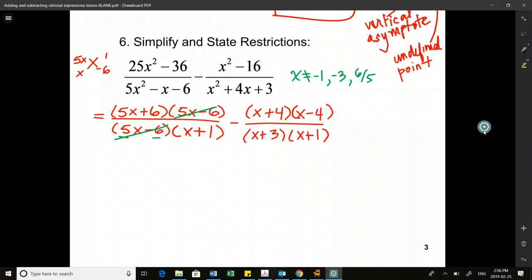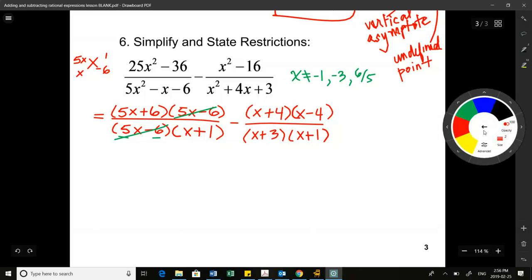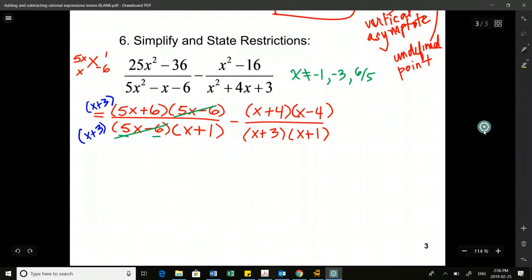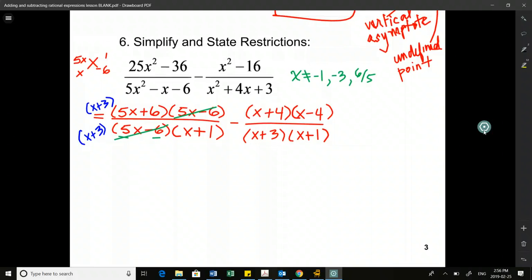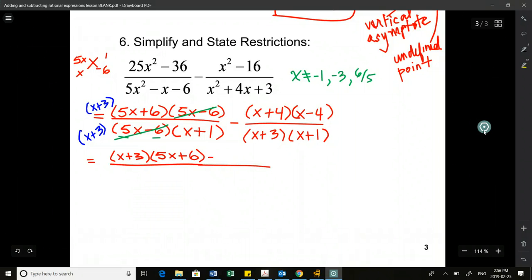Okay, so now I just want to find a common denominator, right? So I think this left side just needs that x plus 3 that the other side has. So we will do x plus 3 on bottom and top. And because we canceled the 5x minus 6, we don't need to put it on the right-hand side, right? That's canceled out. And I'm going to just put these together since they're all in one fraction now. They have a common denominator.